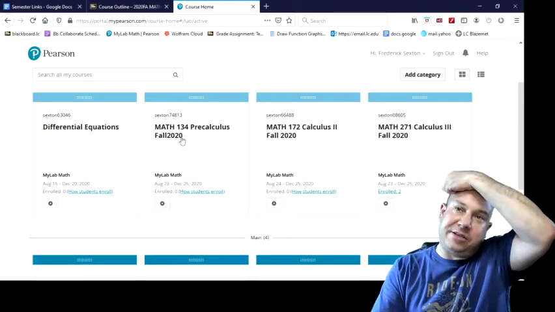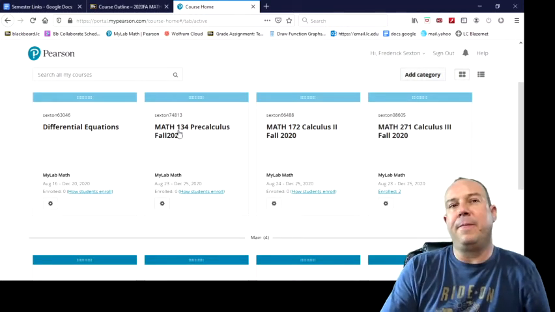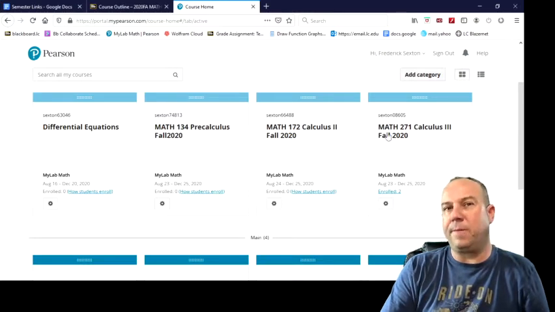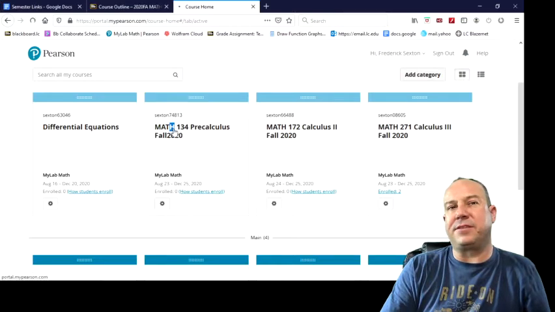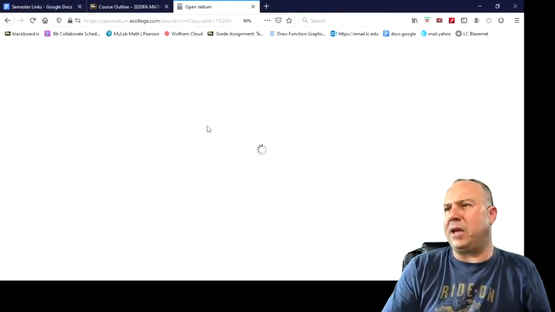Once you sign in, you're going to see your math courses or your MyLab courses laid out here. This is my MATH134 Precalculus Fall 2020, which is what you're looking for. These are the other courses that I have set up so far this semester. If we click on that MATH134 course, it will take you over to the MyMathLab homepage for this course.